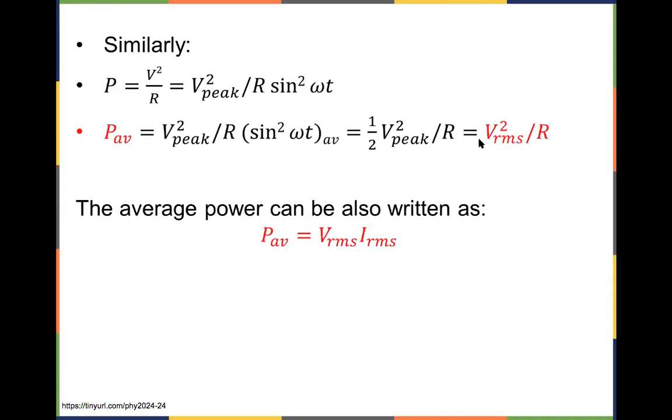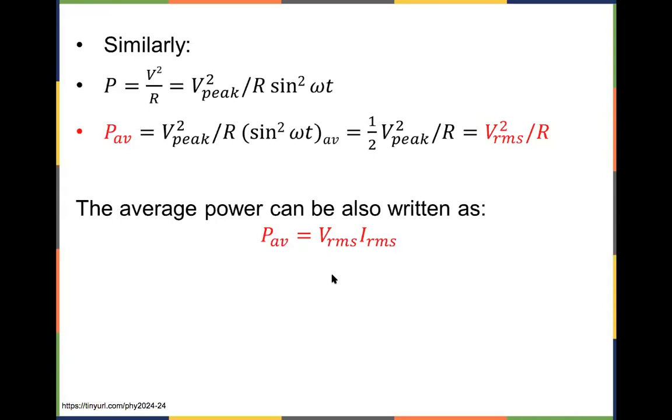It doesn't matter. You only have a root mean square quantity when the quantity is either a sine function or a cosine function. Similarly, you can prove that if you want to use P equals V times I, then you want to use the root mean square quantities. So the average power will be the root mean square voltage times the root mean square current.